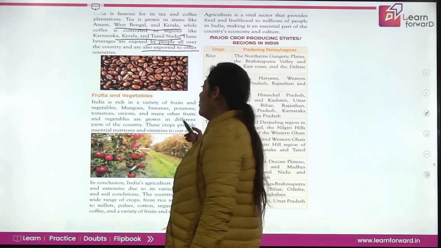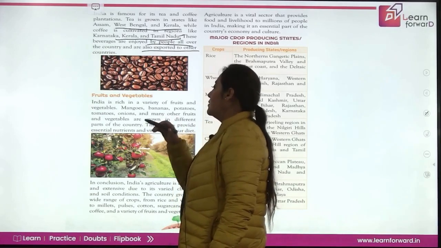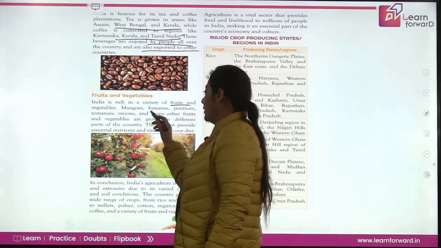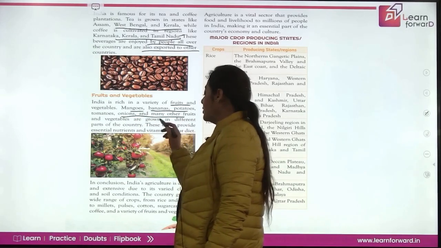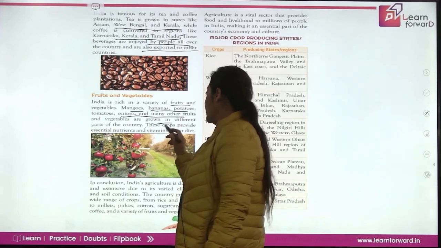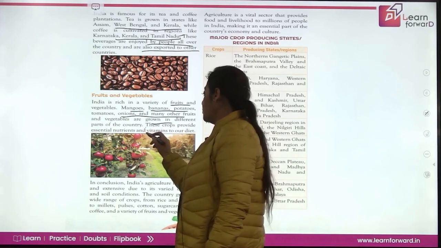Now if we talk of fruits and vegetables, India is rich in the production of fruits and vegetables, be it mangoes, bananas, potatoes, tomatoes, onions and many other fruits and vegetables that are grown in every part of the country. These crops provide essential nutrients and vitamins to our diet.